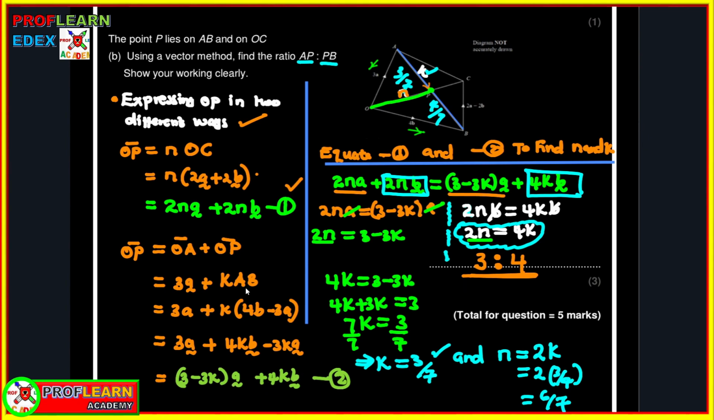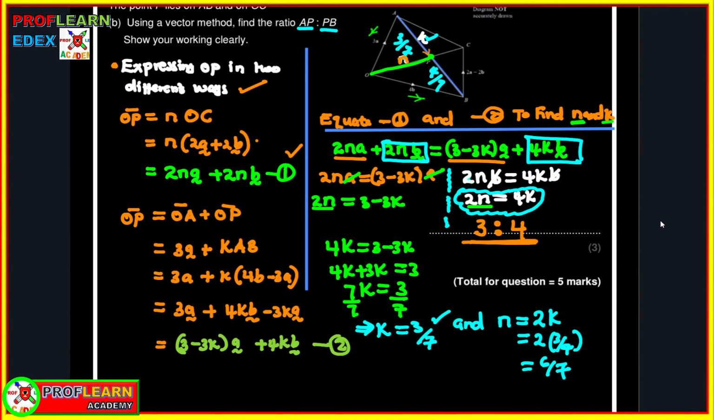Now, since both equation 1 and equation 2 represent OP, we now have the right to equate the two, and this is going to enable us to find the constants N and K. If we equate equation 1 and equation 2, we are going to form simultaneous equations, which will enable us to solve for them. Something very important to remember is that the first term has 2NA, which you can equate to this part here and form another equation.